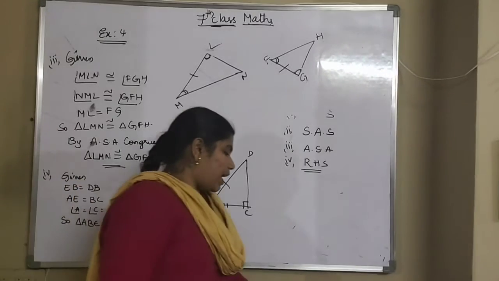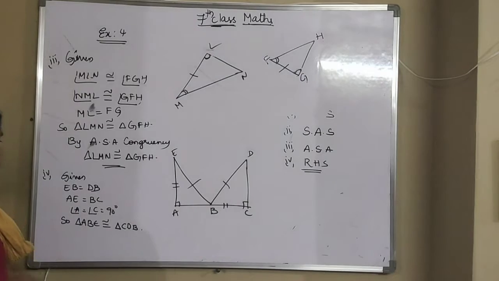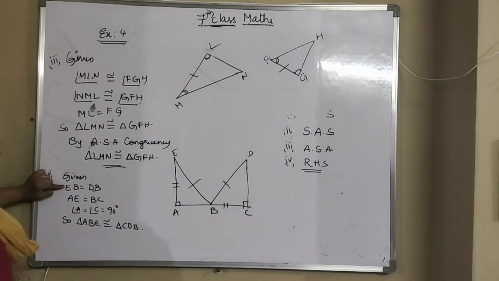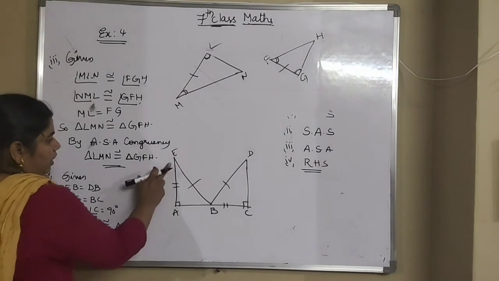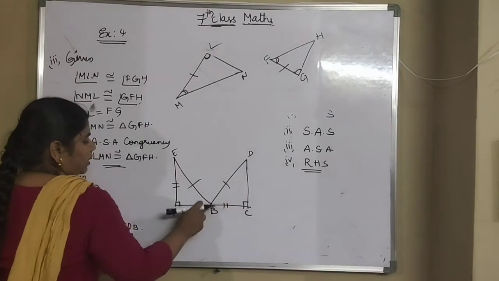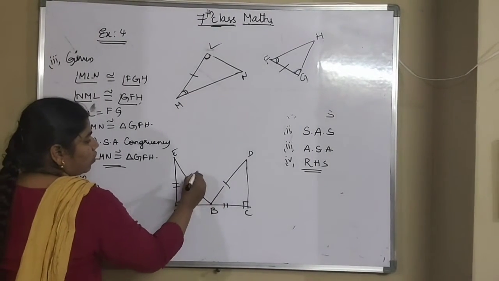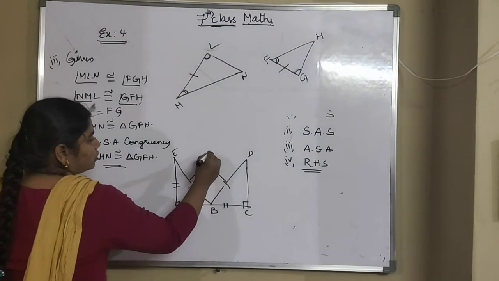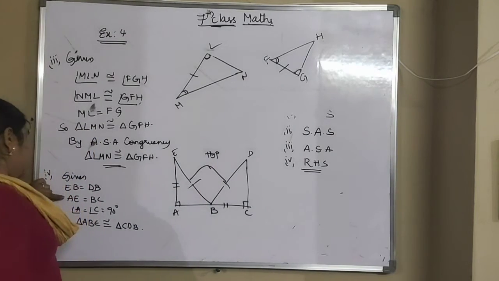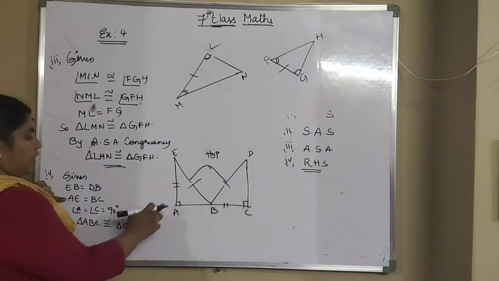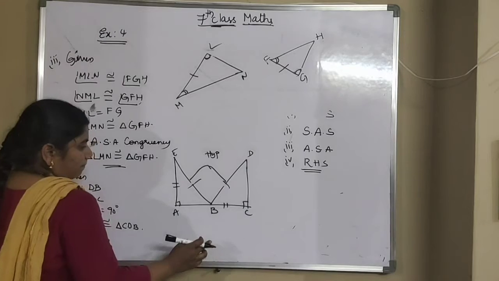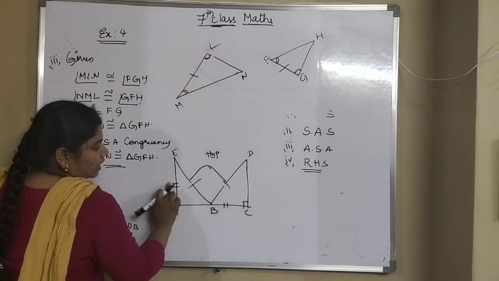Okay, so mark the points first. EB is equal to DB. These two sides are equal. We will call these the hypotenuse. Okay, next is AE is equal to BC. These two sides are equal.